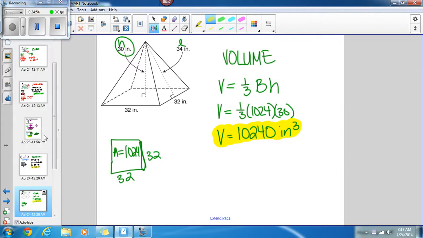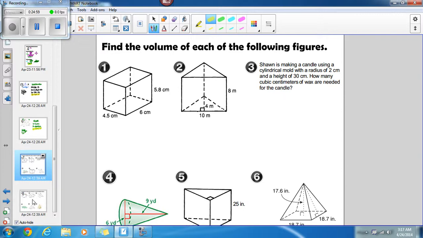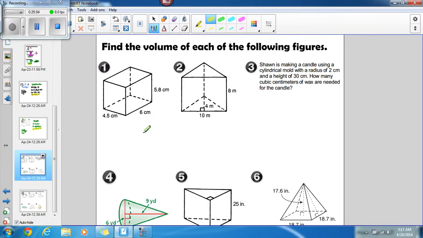Otherwise, here's what I need you to do. There are 6 practice problems for each of these. What I'm going to do is I'm going to put the answers up. Okay? I'll put just the answers.